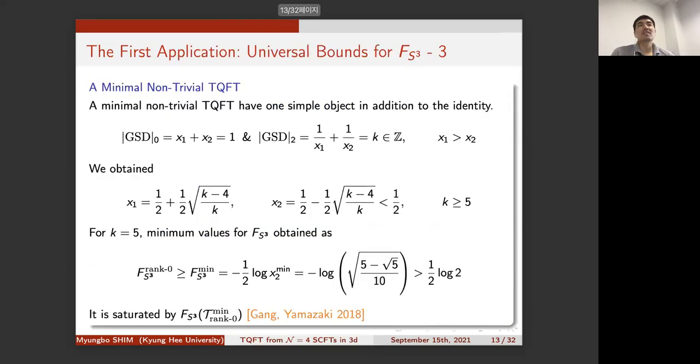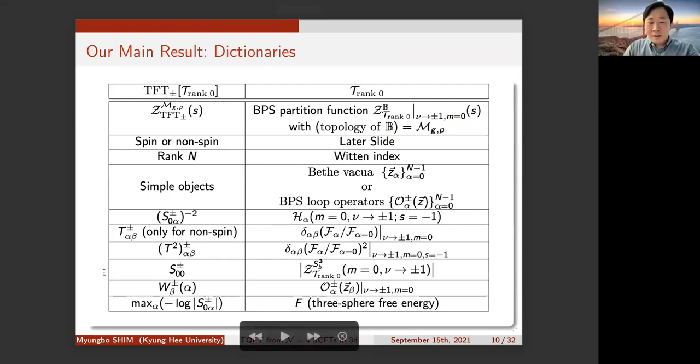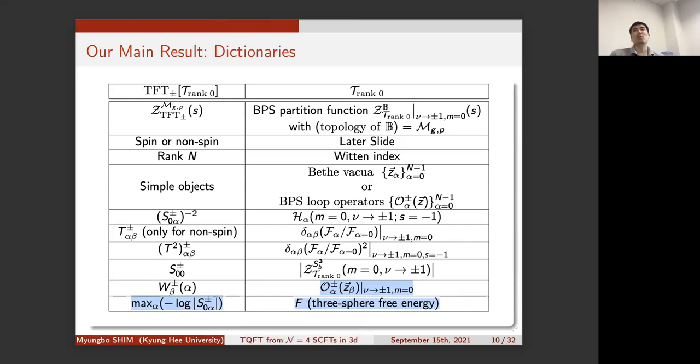Yeah, something like that. As far as I understand, he connects the twisted index on S1 cross S sigma G, and from there he can try to extract the modular S-matrix. And then somehow when you take a log and the max, you get this 3-sphere free energy. I don't know why. So it reminds me of the idea of holomorphic blocks. Have you ever heard the word block?